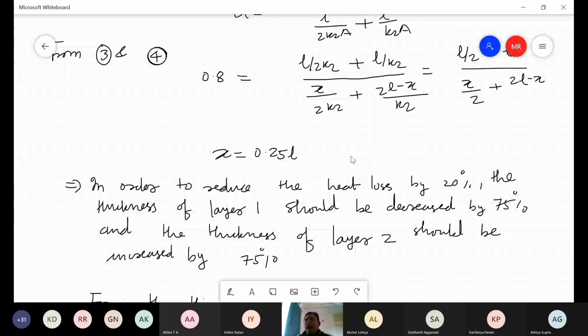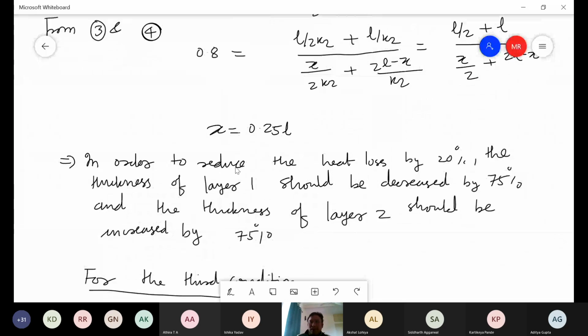So this is the answer of part A, part 1. Okay. What was the second part? In the second part, what has been asked is, layer 1 is completely replaced by layer 2. If layer 1 is completely replaced by layer 2, how much will be the reduction in the rate of heat transfer? That is what the question is.